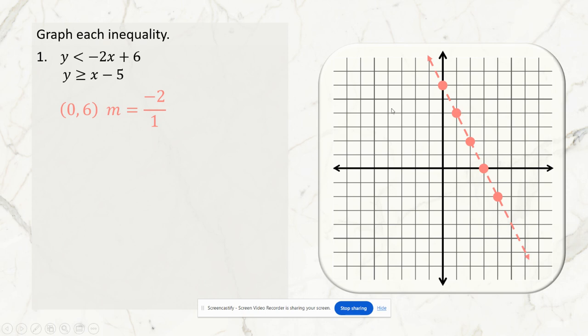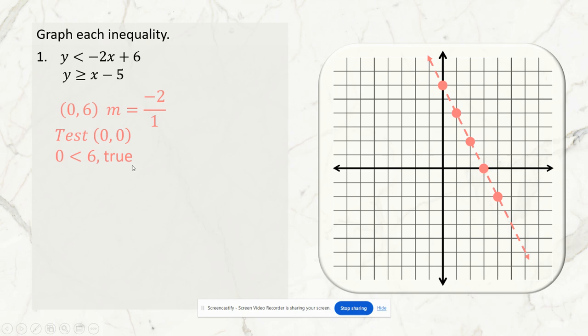Now what we can do with this is what we're used to doing. We're used to picking a point and finding out if it makes the inequality true or not. So we're going to test the point (0, 0), which of course is the easiest point that we can test. It's not on the line. We can pick any point that's not on this line. Once we plug 0 in for y and 0 in for x, we end up with the inequality 0 is less than 6, which is true.